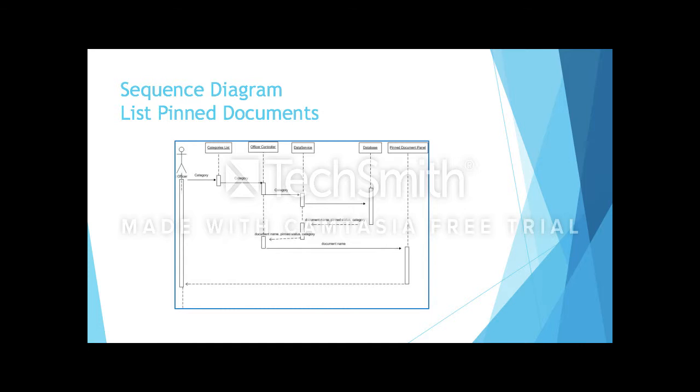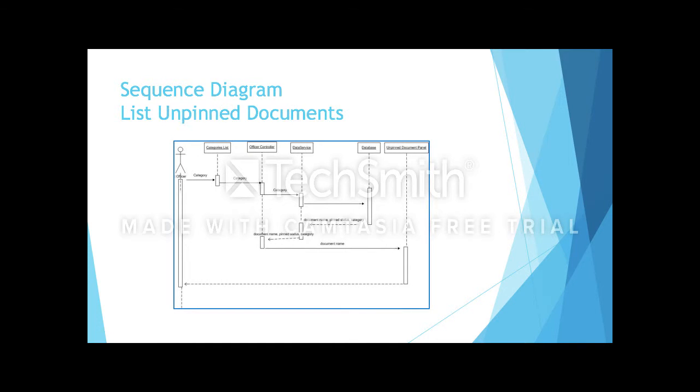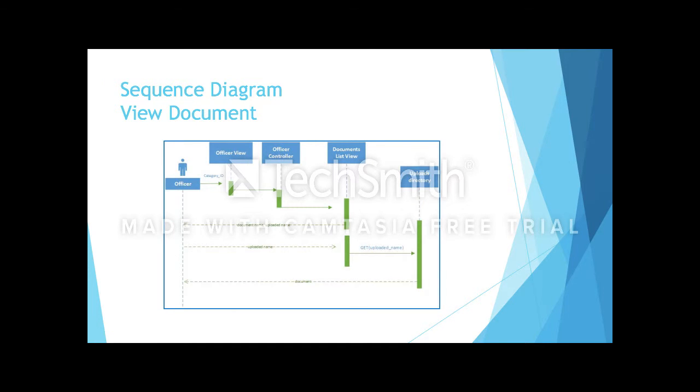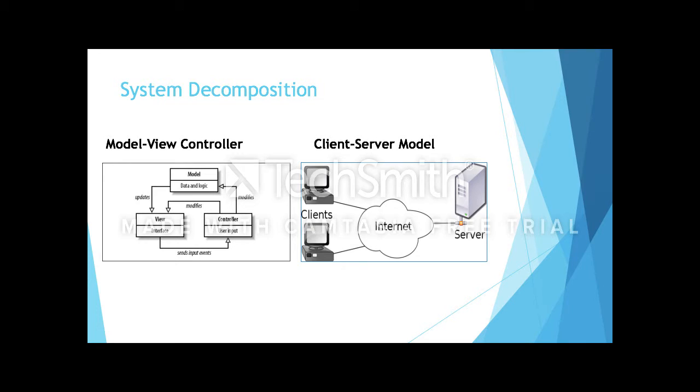List pinned documents, list unpinned documents, view documents. This is the last sequence diagram for the user stories that we implemented. Next, we have the system decomposition.